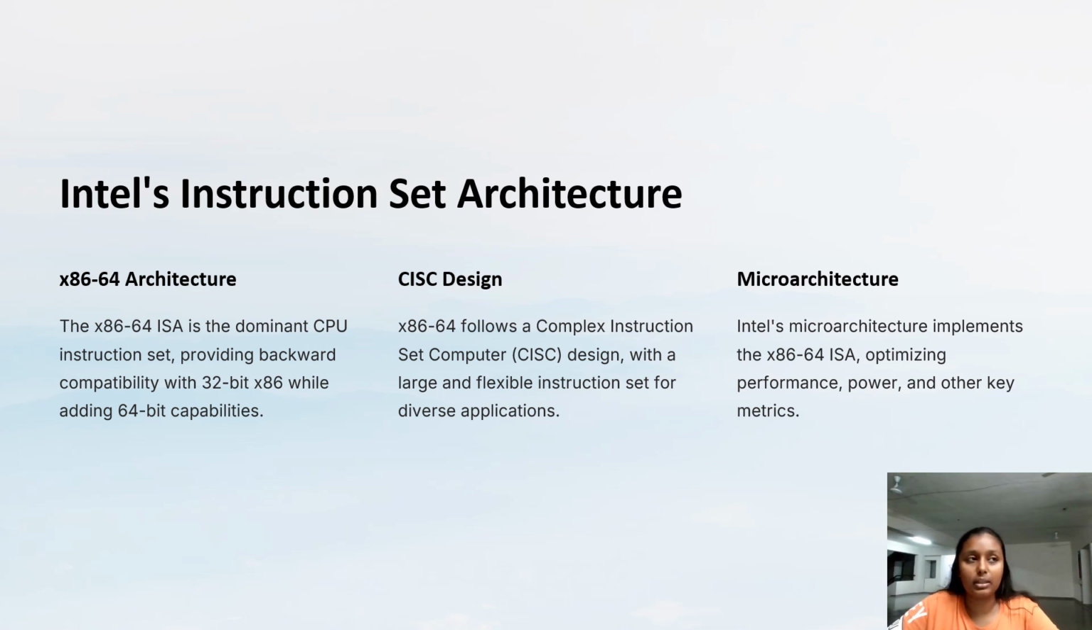Microarchitecture implements the x86 64-bit ISA, optimizing performance, power, and other key metrics. These enhancements allow for better parallel processing, vectorized operations, and improved security, making the Intel ISA one of the most advanced and versatile architectures for modern computing needs.